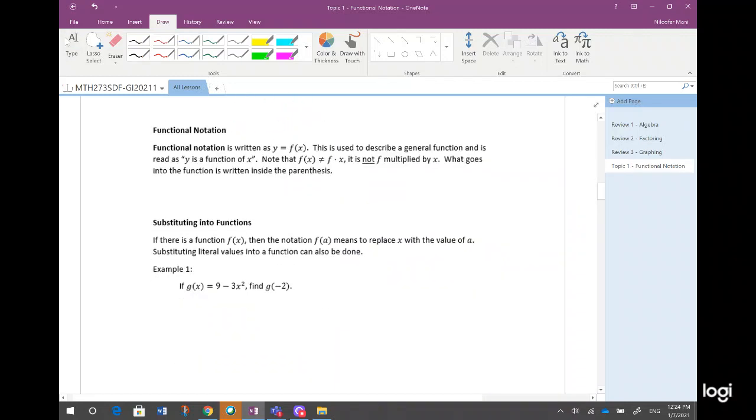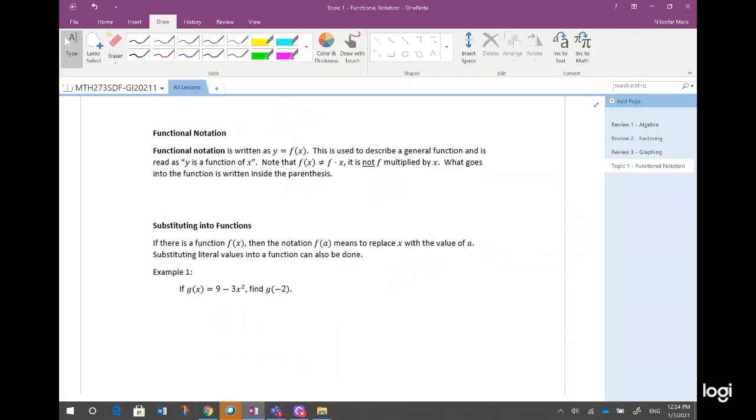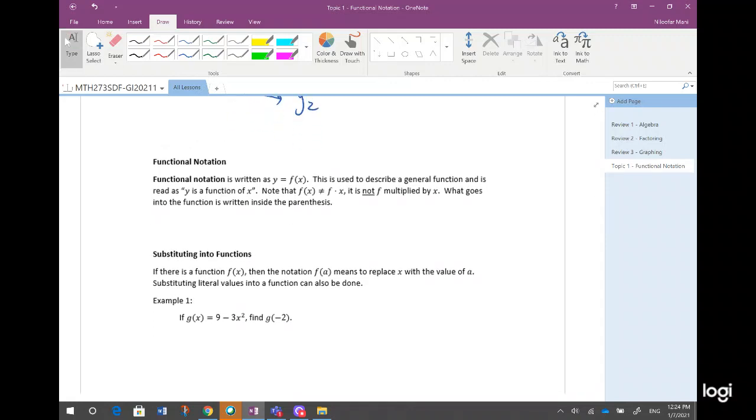Now I talk about functional notation. In functional notation, I use y equal f(x). This is a very common functional notation that we use. I want to talk about this here. When I say y equal f(x), it doesn't mean f multiplied by x.